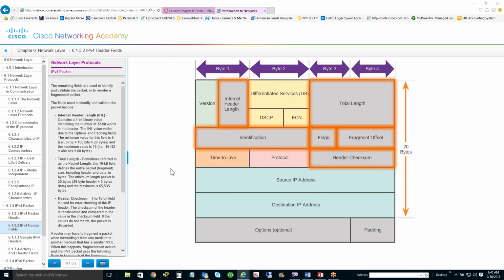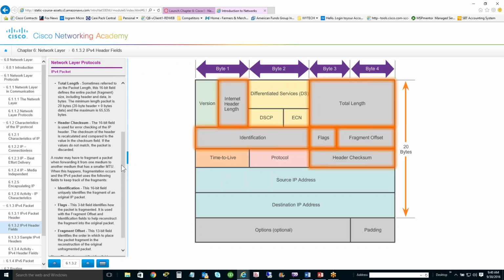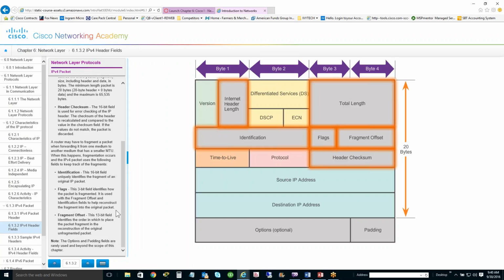And then finally, there are some fields that contain some housekeeping information. The internet header length, which defines the total length of the header, and then the total length of the packet, and then some checksum information as well. And this is all to make sure that when the packet gets received, the receiver can determine that the packet is not corrupt.